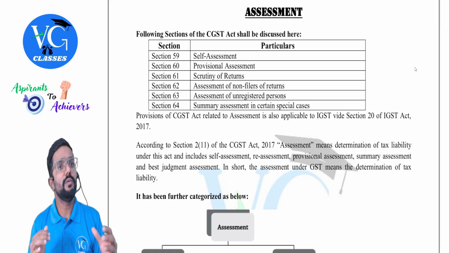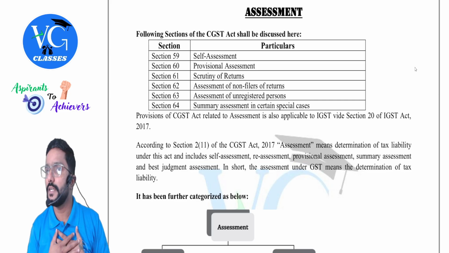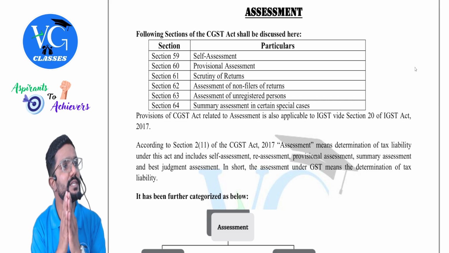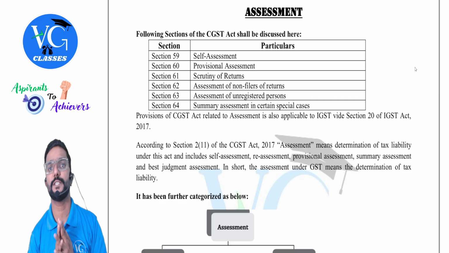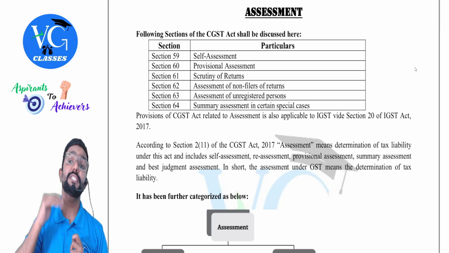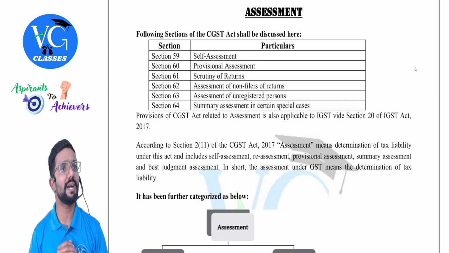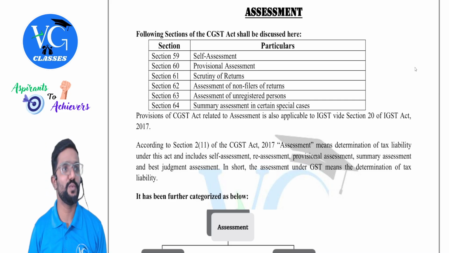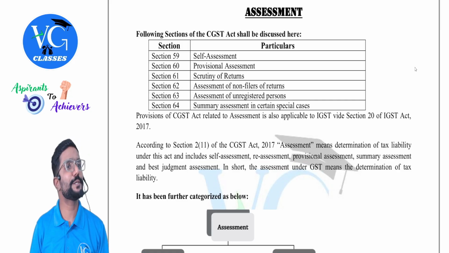Okay. Now, if the registered person doesn't do any of this, he will not do self-assessment also, and he is not requesting the proper officer for provisional assessment also, will the department let the registered person go? No. They start the assessment. They will start the assessment from their side. In that case, consequences will be more. Why? Because they will ask you to pay interest.